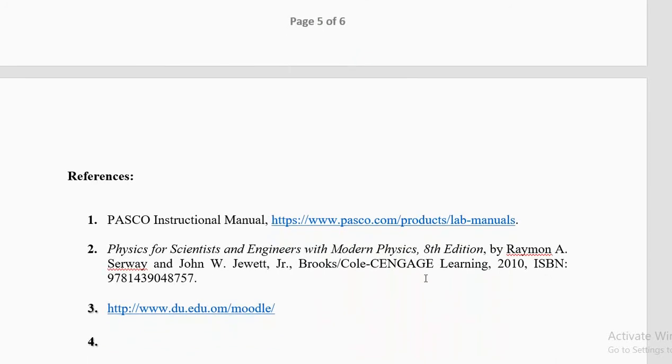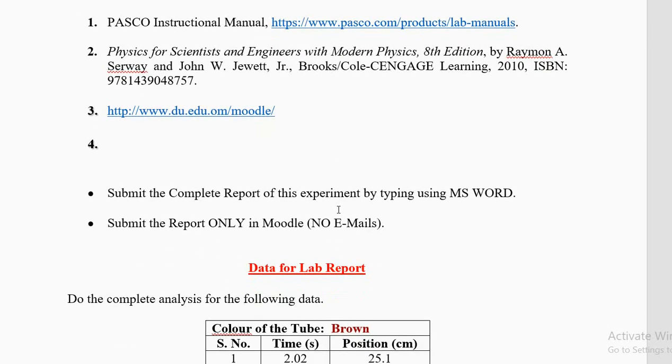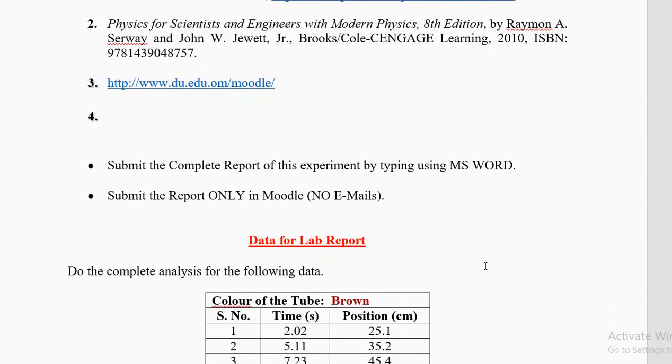Now, what are your references? One is the PASCO International Instructional Manual. Your tubes were bought for the lab from the PASCO company, so they have provided a manual, you can use it. Then you should use this textbook by Raymond Serway and John Jewett. This is your book which you are going to use in Physics 100, Physics 170, Physics 210, and some other physics courses. It's also useful. You'll get something from the Moodle website, and I'll provide you some other websites also.